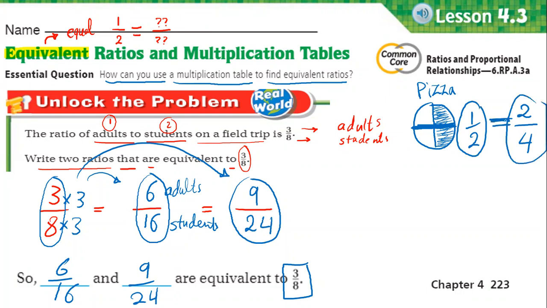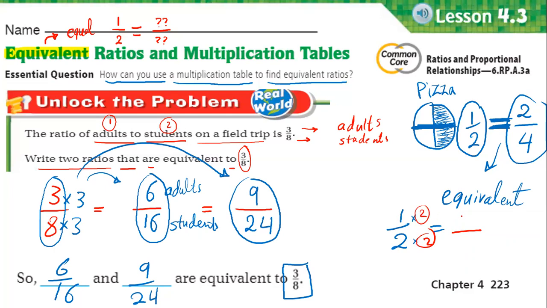So they are equivalent. Can I write an equivalent fraction to 1/2 by using the multiplication table? Yes, multiply both of them by 2, up and down. This 2 is from your mind. Good job. So 1 multiplied by 2 equals 2, and 2 multiplied by 2 equals 4. So 2/4 is an equivalent fraction to 1/2.